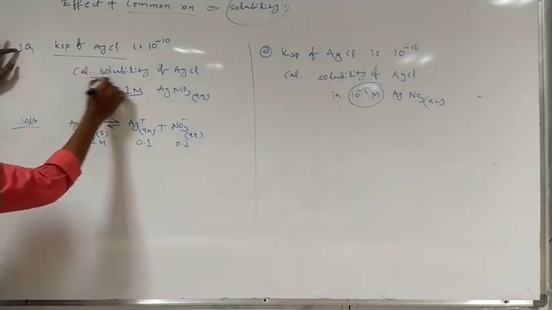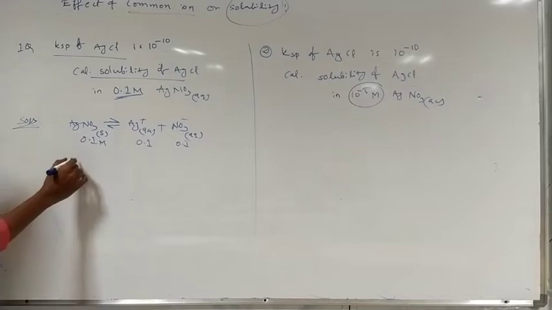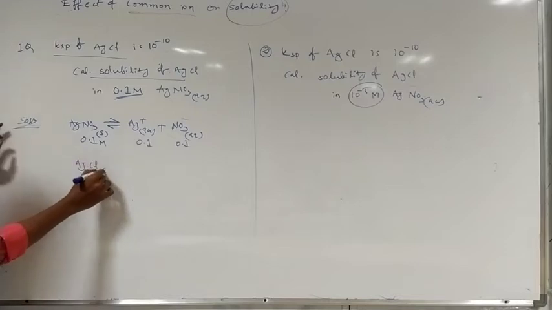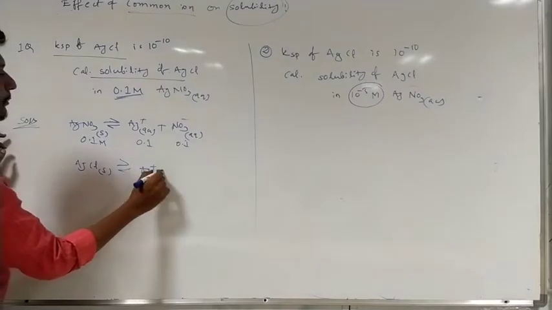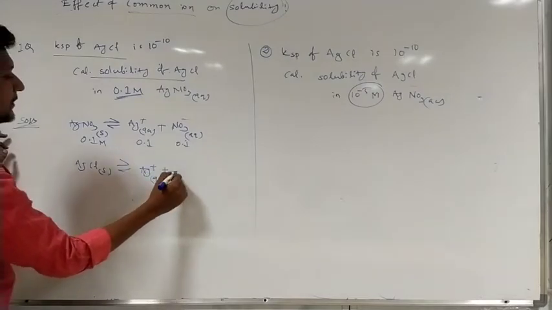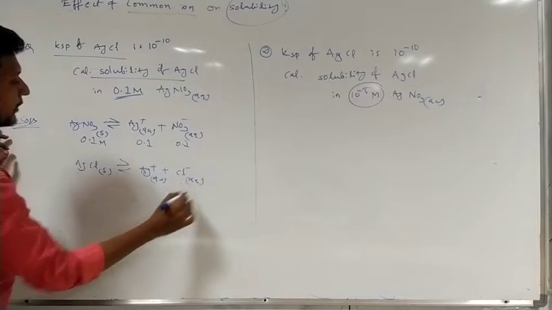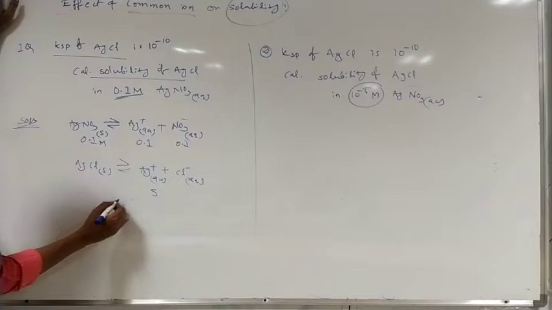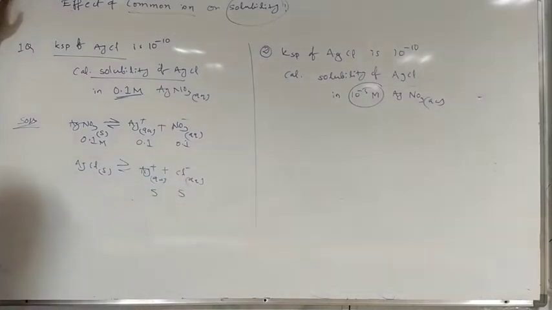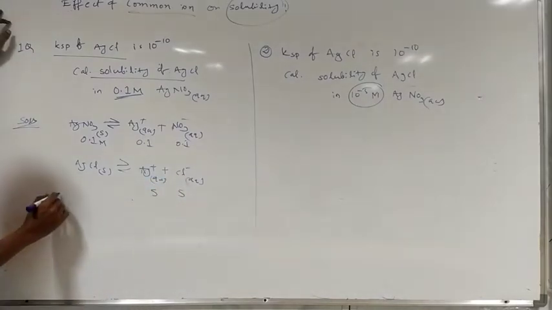What is the question? Calculate the solubility of AgCl. First of all, I am writing the AgCl dissociation: AgCl solid in equilibrium with Ag+ aqueous solution plus Cl- aqueous solution. In this one, solubility is s. For this one I am writing the Ksp.